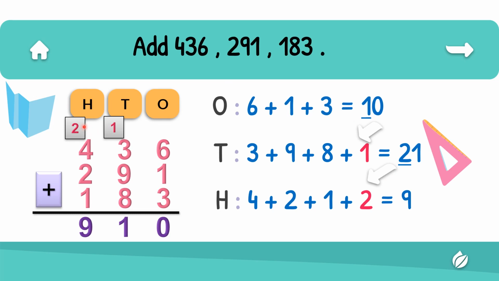Now finally we will add hundreds column. 4 plus 2 plus 1 and this 2 will be equal to 9, and this 9 we will write under hundreds column. So your answer will be 910.